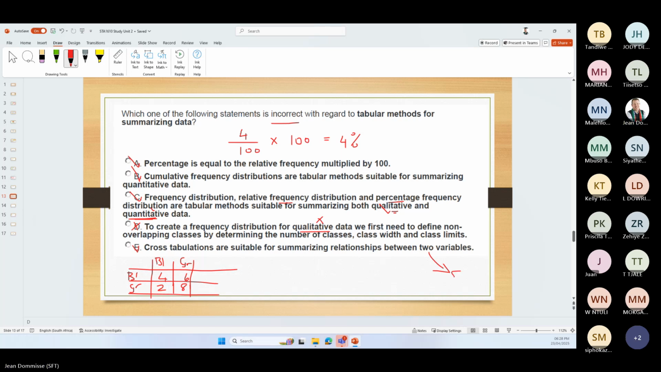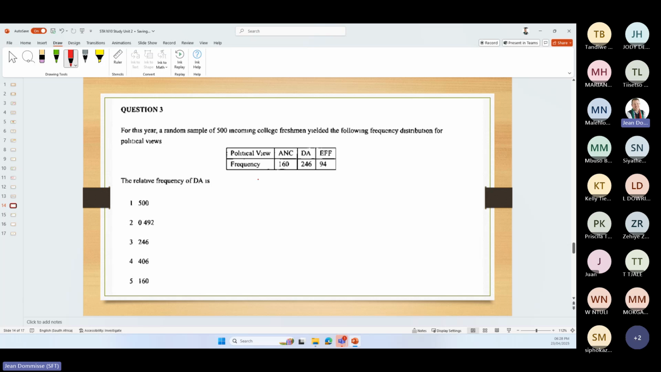But again, you can see how it is linked to other study units. So study unit 4 and study unit 10, we are going into analyzing data like that. Okay, then this is from an old exam paper. They ask, randomly, there were 500 votes in the election. Following the frequency distribution, 160 voted ANC, 249 DA, 94 EFF.